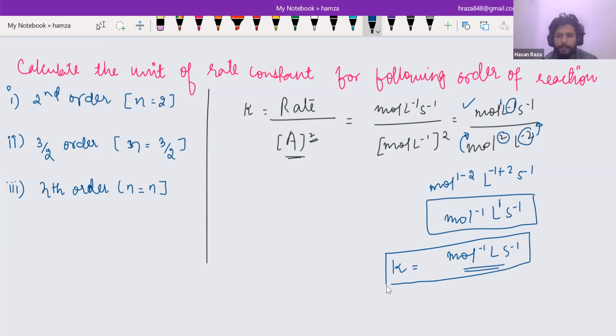Did you get it? Yes, mathematics, sir. Okay, do the second and third.